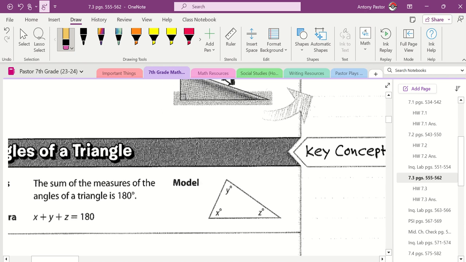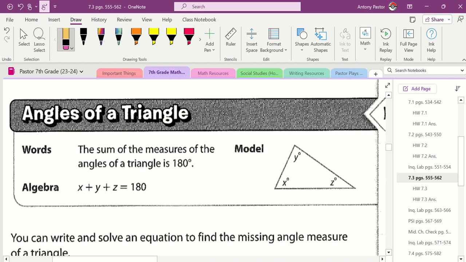Now we get into the numbers. This needs to be in your notes for absolutely sure. The sum of the measure of the angles of a triangle is 180 degrees. Another way of saying it is if you add all 3 angles in a triangle, they will all add up to 180 degrees. The reason why you know this is because you're going to be getting one missing angle and you're going to solve for it. Yay!